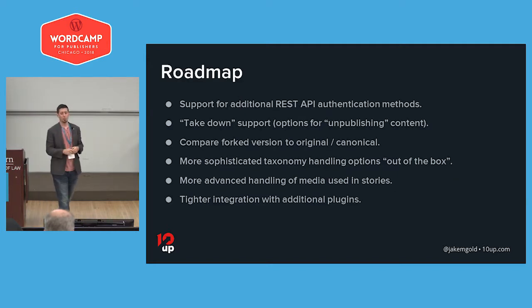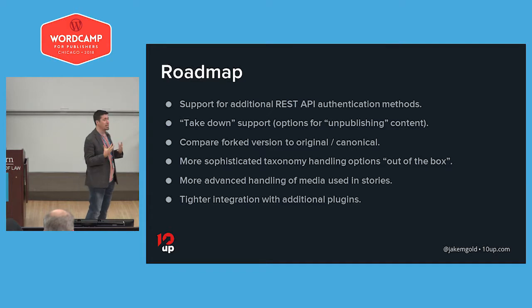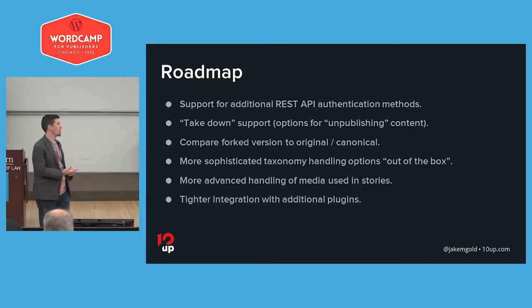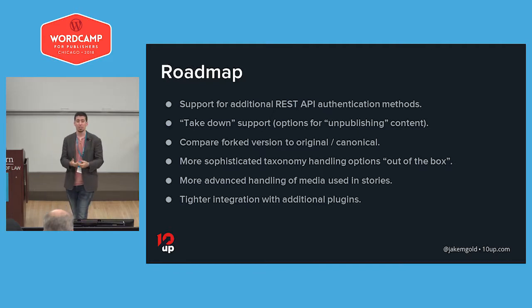Lots of ideas on our roadmap, including additional ways to authenticate across the REST API. One of the things we're really starting to experiment with now with some of our publishers is this notion of takedown support, so thinking through different workflows when you delete a post. Do you want to keep remote copies that are forked? Do you want to actually issue a takedown and say, get rid of any version of the story, forked, unforked, as a copy, take all the story and all of its media down?